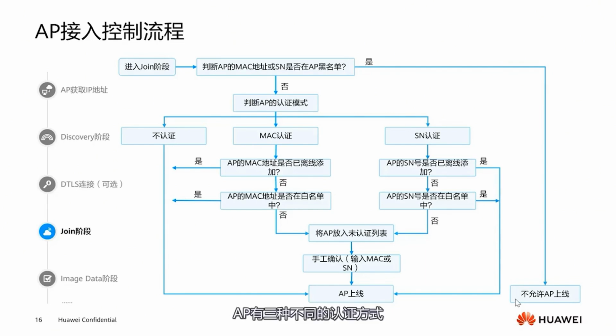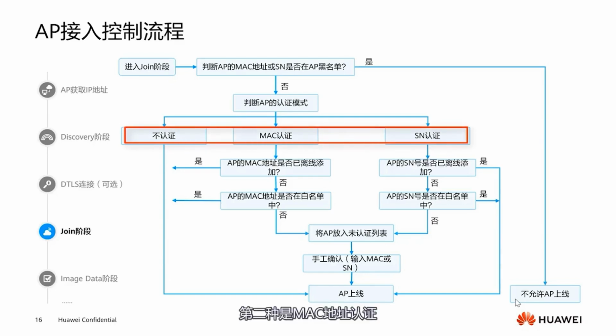There are 3 different authentication methods for the AP. The first is no authentication, the second is MAC address authentication, and the third is serial number (SN) authentication. No authentication means direct online access. MAC address is the default authentication method. Then we need to check whether you have manually added the AP's MAC address.